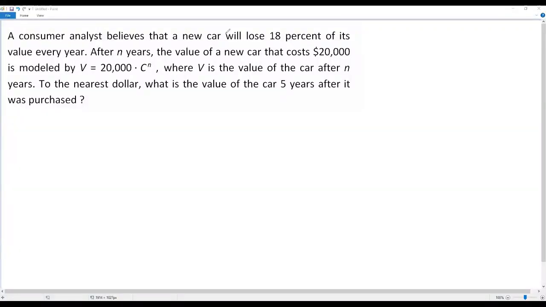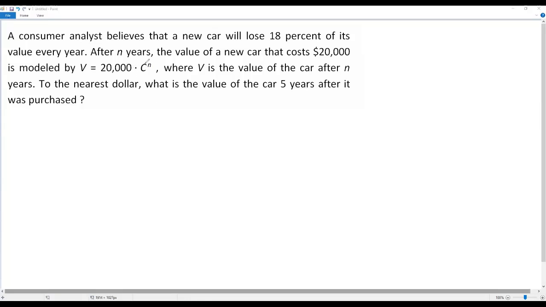Here we have a SAT math problem. Okay, let's go to the question. A consumer analyst believes that a new car will lose 18% of its value every year. After n years, the value of a new car that costs $20,000 is modeled by V equals 20,000 times C to the nth power, where V is the value of the car after n years. To the nearest dollar, what is the value of the car 5 years after it was purchased?